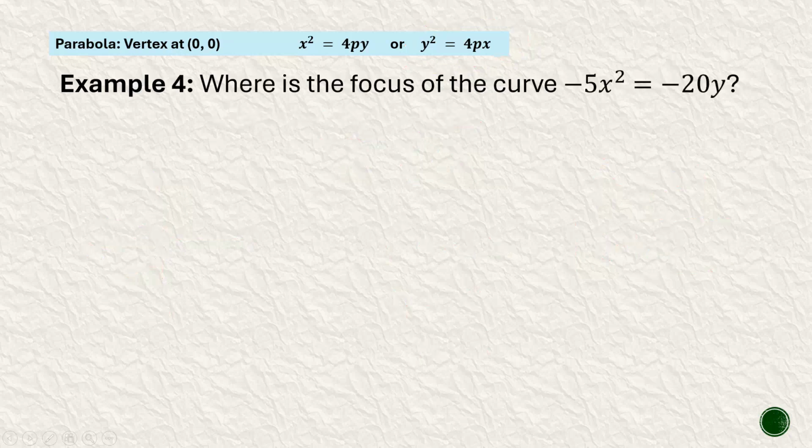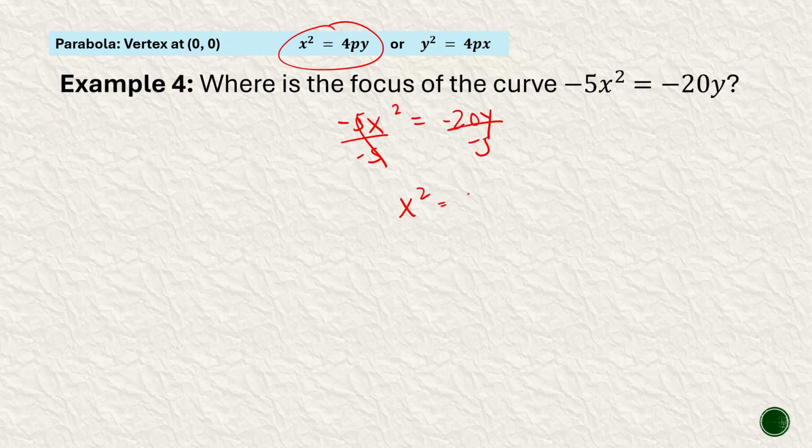All right, let's go answer the last one. Here, we need to find the focus of the parabola negative 5x squared equals negative 20y. Again, the first thing we need to do here is to transform this equation into the general equation that we have here. So it should look like this one on the left side, x squared equals 4py. That means we need to divide both sides by negative 5. There you go. So x squared equals 4y. Looking at the equation, this parabola should open upward.